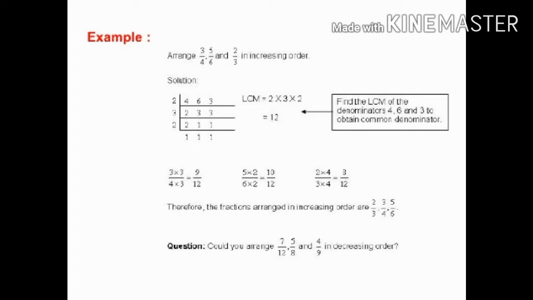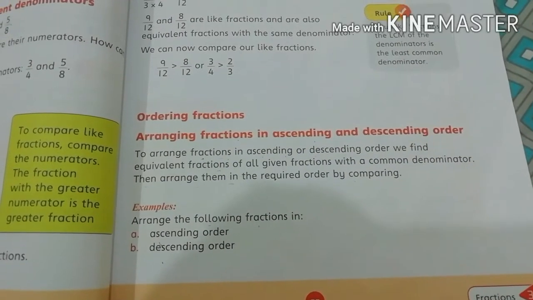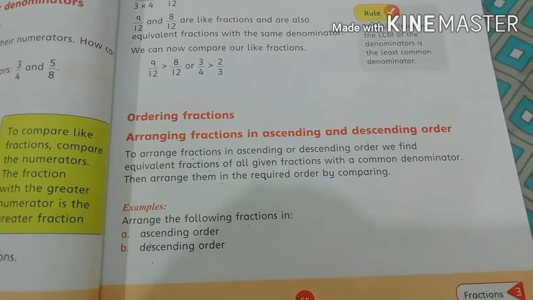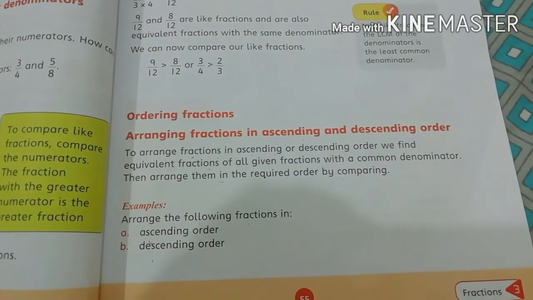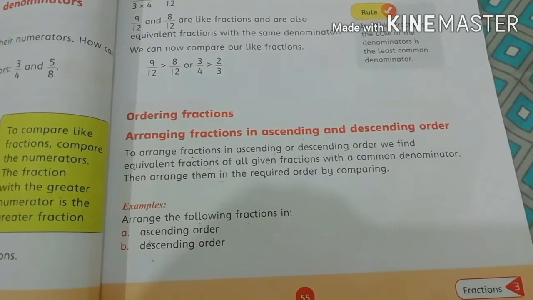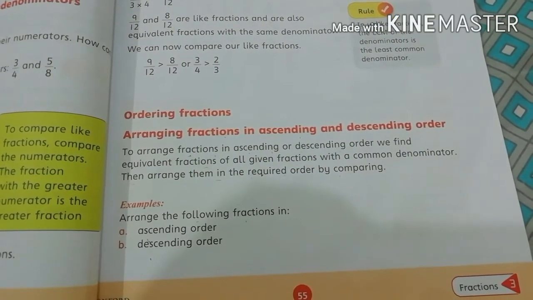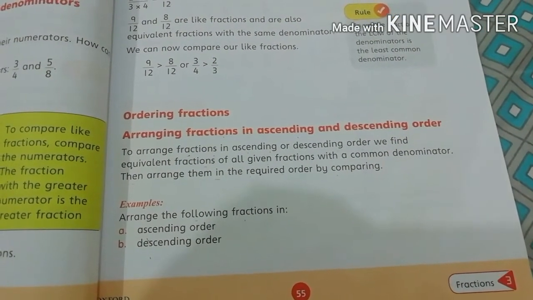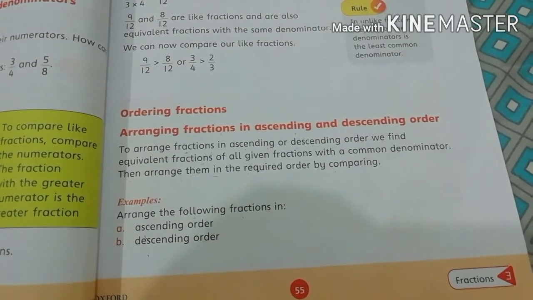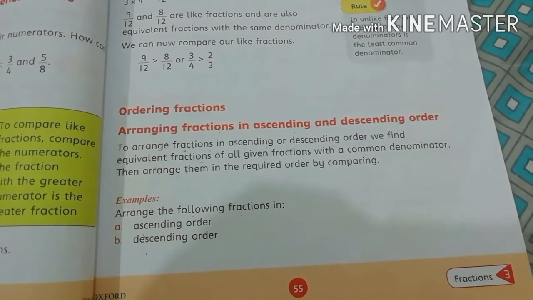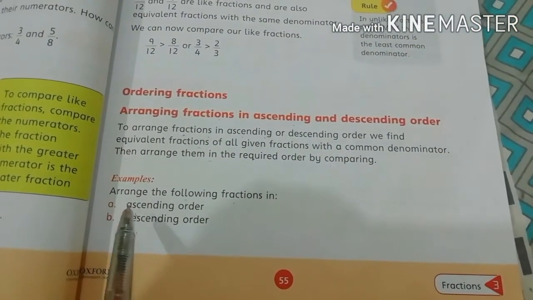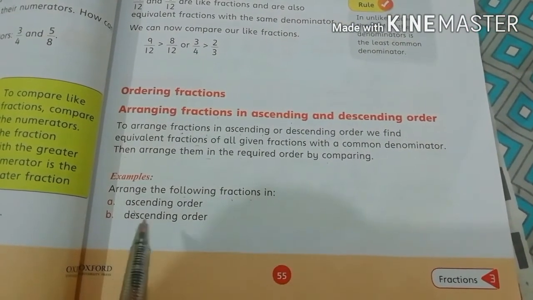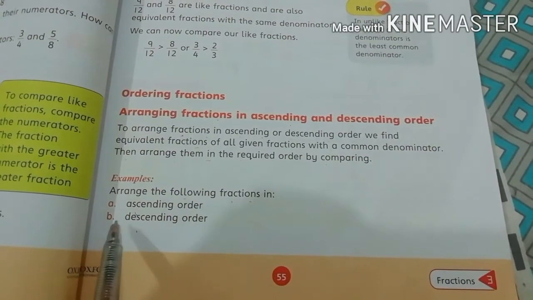Now read from the book. Ordering Fractions, Arranging Fractions in Ascending and Descending Order. Dear students, we have also ordered fractions on the previous page number 49. We have arranged them in ascending and descending orders. Let's revise this again. Example, arrange the following fractions in A. Ascending order, B. Descending order.